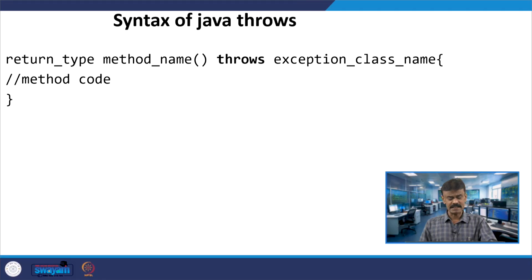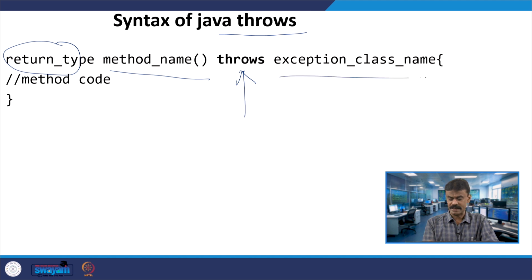This is the syntax for Java throws. You have a return type, the name of the method, then you use the keyword throws and then the exception class name. Anyway, we will see an example.